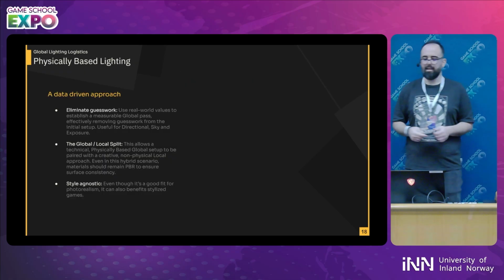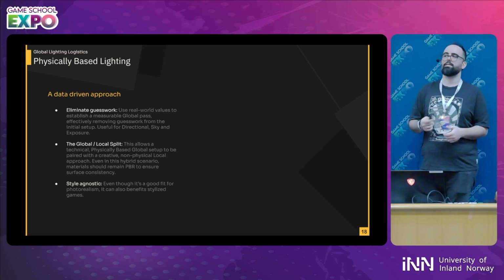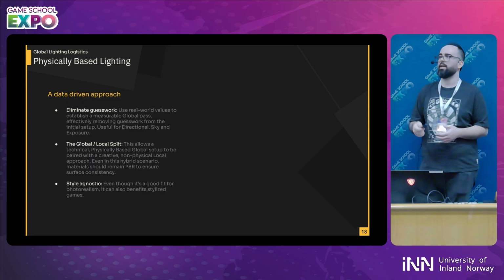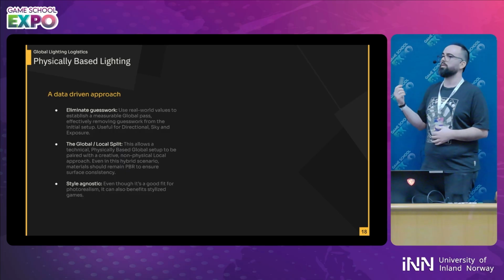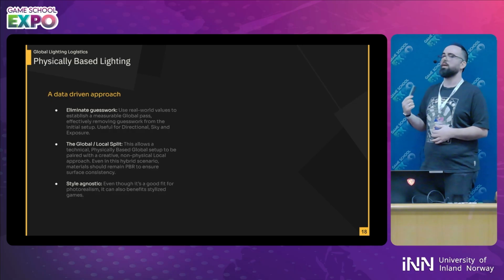And the last thing for global is physically based lighting. We can use real-world values for global assets like directional light, sky, and exposure. By taking real-world values, we take some of the guessing game out, and we can get nice-looking results very quickly. It's a method that works quite well if you aim for photorealism, but it also works with other art styles. If not mistaken, Fortnite, Sea of Thieves, and many other stylized games are using this type of method.